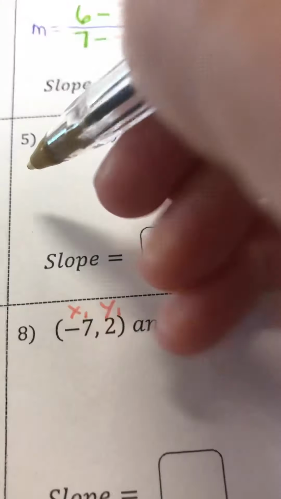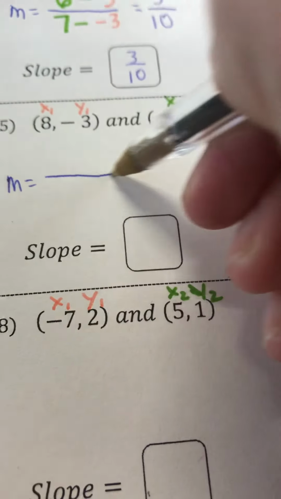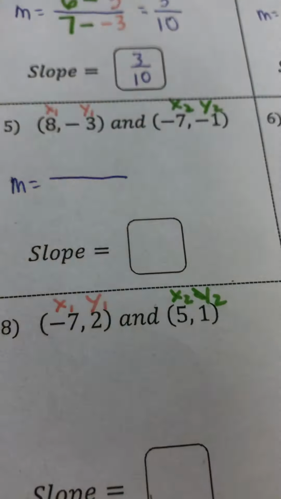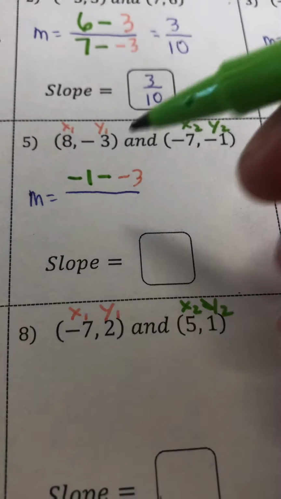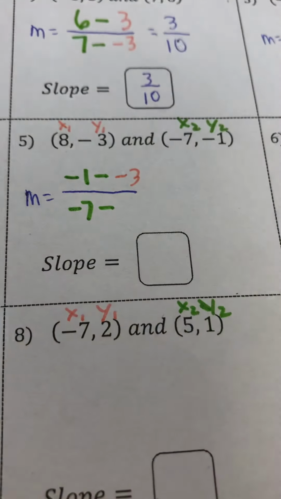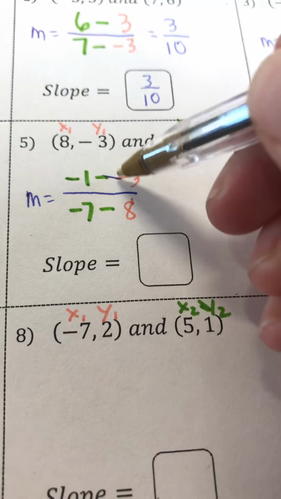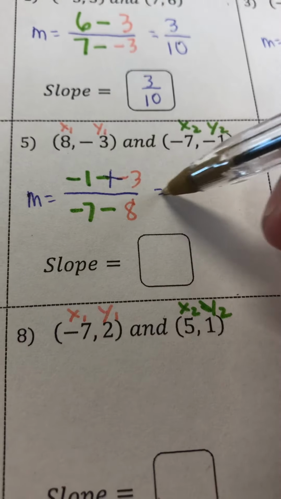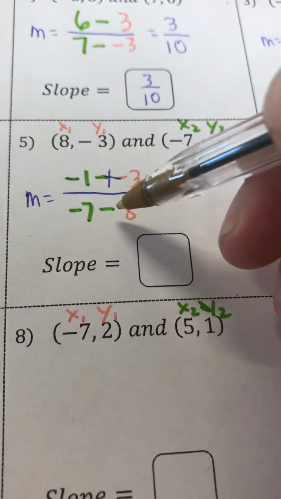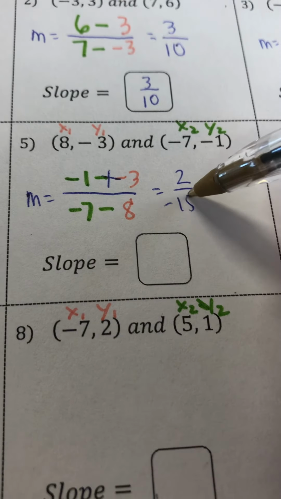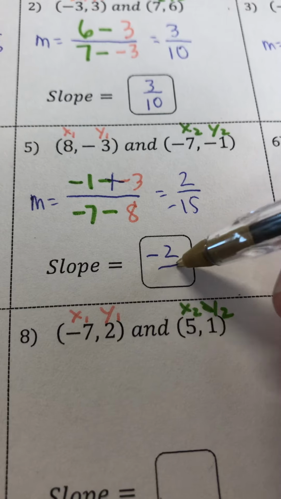Moving on to the next one, we have m equals y2, so that's going to be this negative 1 minus my y1, negative 3. x2 is negative 7 minus 8. So negative 1 plus 3 is 2. Negative 7 minus 8 is negative 15, and so it's going to be a negative 2/15.